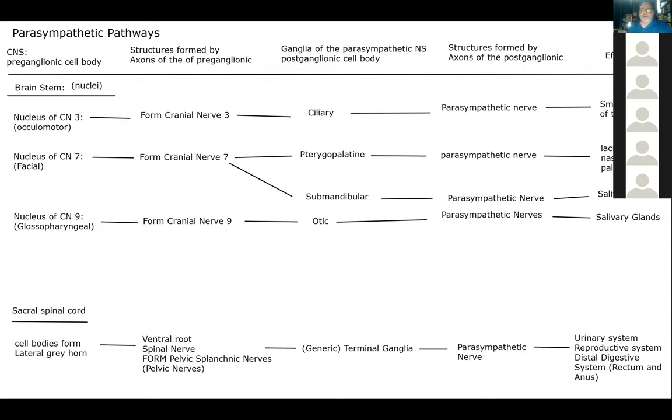Notice we've gone through a fair amount of stuff, but we haven't gone through nearly everything yet, because remember, there's one more cranial nerve. We have preganglionic neurons located in the nucleus of cranial nerve 10. Can someone remind me what cranial nerve 10 is? The vagus. Vagus nerve. And remember, as we mentioned before, about 90% of our parasympathetic output comes out this vagus nerve. The axons of these, of course, form cranial nerve 10.